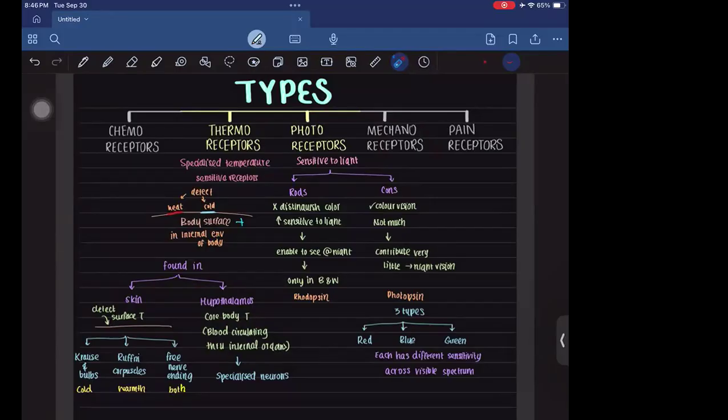Clear? Yes. Okay, so I'll give you a few minutes, quickly copy this down, and then we will be moving on to the last two types of receptors, mechanoreceptors and pain receptors. Quickly copy this down and let me know when you're done.